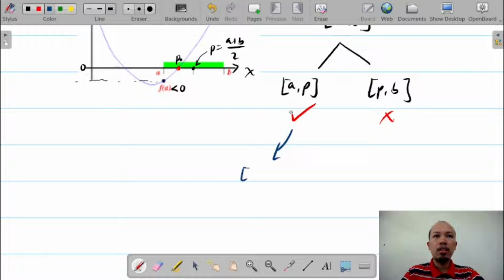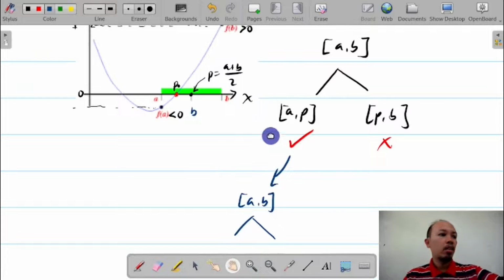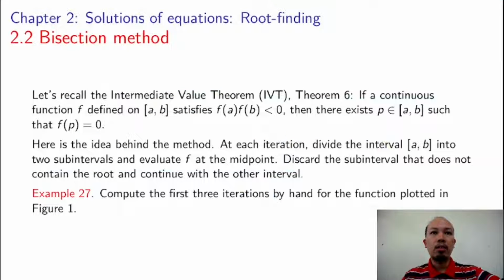We will now denote the interval [a, p] as the new [a, b], with this as our new b, and we will divide the interval again. So we have a plus b divided by 2, and the midpoint is exactly this one here, p. We have only two iterations, and it is very clear that our midpoint is p. So this is our root. After only two iterations, we got the root. So this is how the bisection method works.